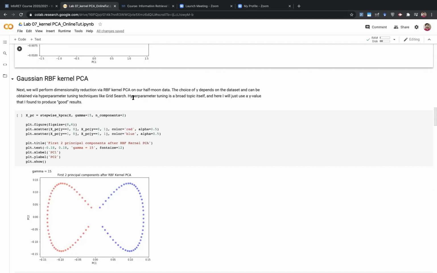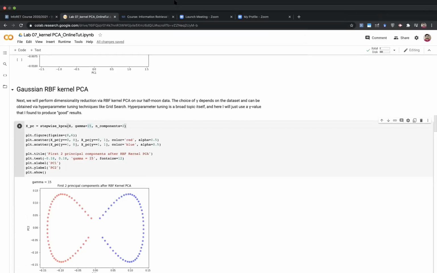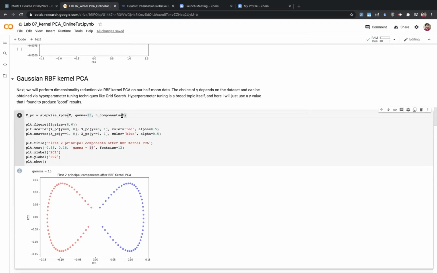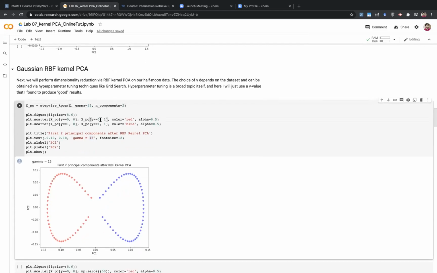Still, the gamma, as I told you, could be found via hyperparameter tuning. So we are just fixing this gamma to 15, and the components to 2, and see what's happening. And yeah, let's just do it.